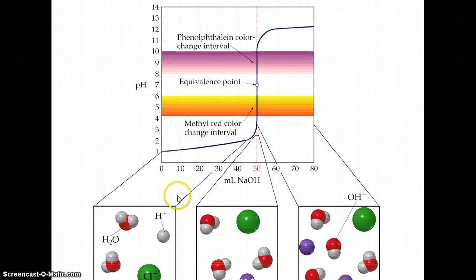Okay, here's a molecular view. So we see that initially we have some H pluses, and then at the equivalence point we have H pluses and OHs making water, and then here's our salt, our Na and our Cl dissolved. And then when you get beyond the equivalence point, you have an excess of base, so you have more OHs than H2Os.